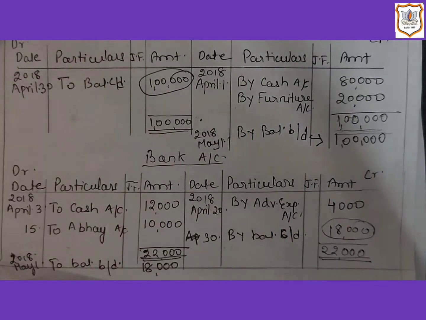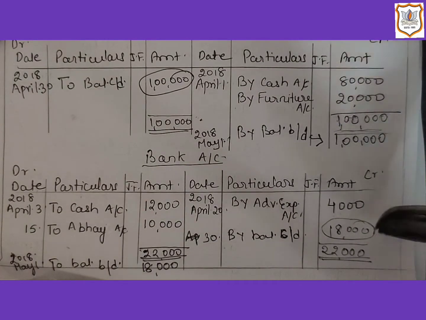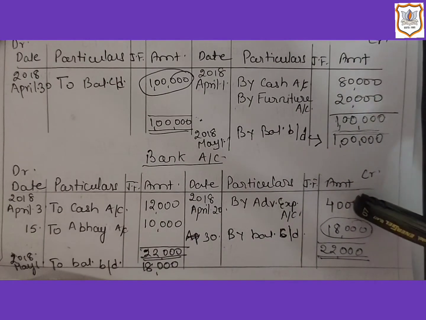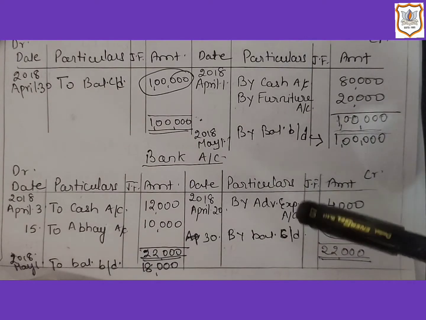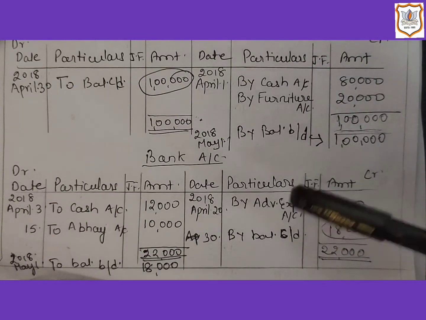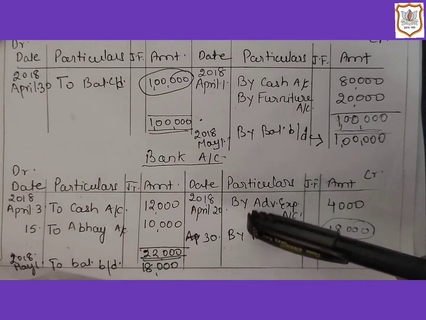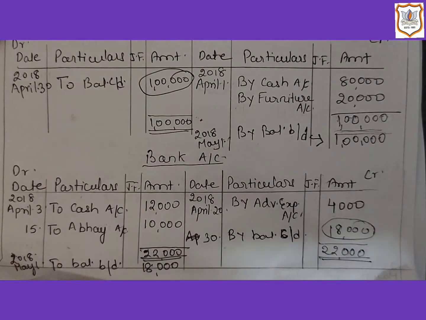Now as in the journal entry, the bank account is credited by rupees 4,000. So in the bank account also, we will record the amount on the credit side. Here it is 4,000, and in the particular column, we will write the name of the account having an opposite effect, that is debit effect, and that is the advertisement expense account. So in the particular column, we will write "By Advertisement Expense Account". So here we have done the posting from the journal entries.